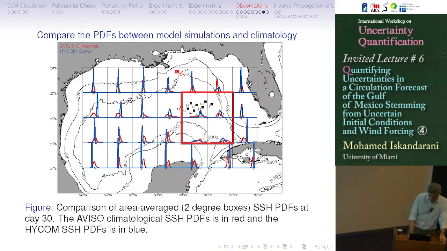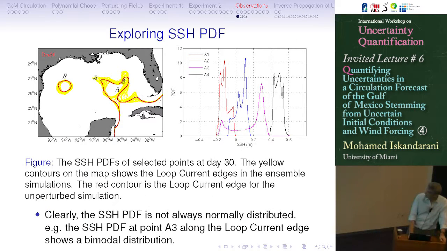Let me skip this. And again, this is looking at a particular point in this loop current system, producing the SSH PDF of the output. This is the magenta line. It is highly non-Gaussian, essentially bimodal. And so if you're doing data assimilation, assuming Gaussian PDFs, you're missing it quite a bit.